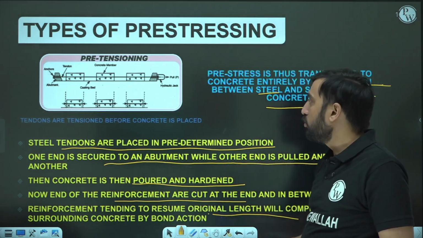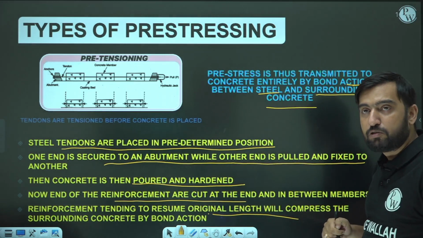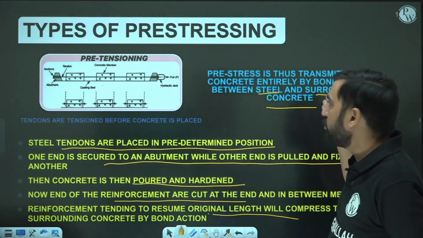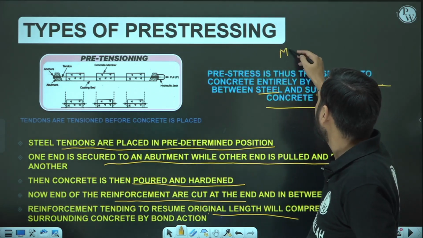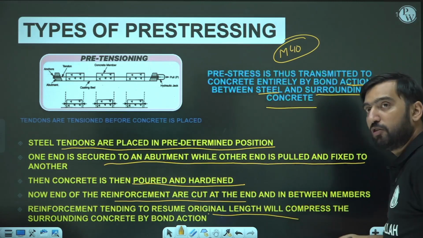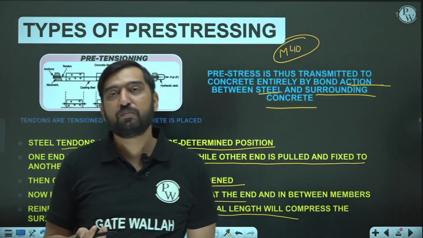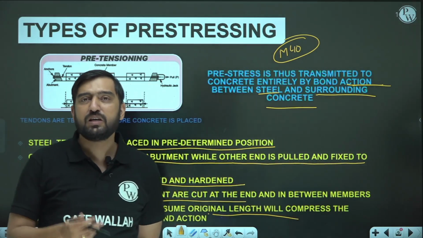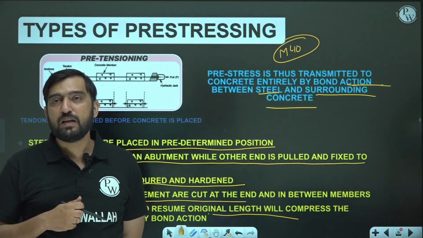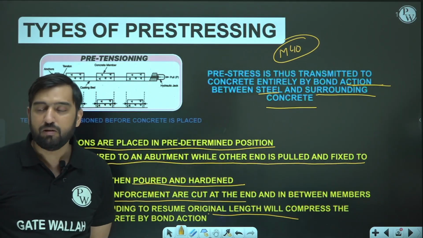Okay, so since the bond action is the main hero here, the minimum grade of concrete which is required to meet this bond action is M40, because we know if the grade of concrete is increasing, then its characteristic compressive strength is increasing, then shear strength, bond strength, ductility, tensile strength, Young's modulus, all these other properties are also increasing.